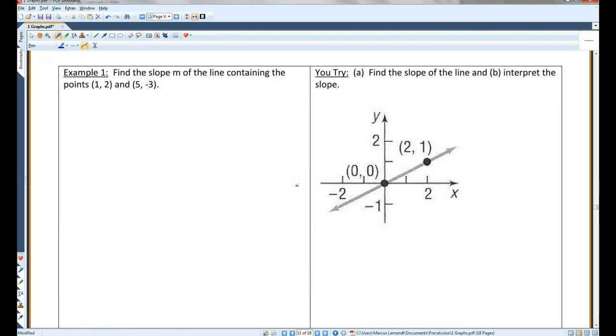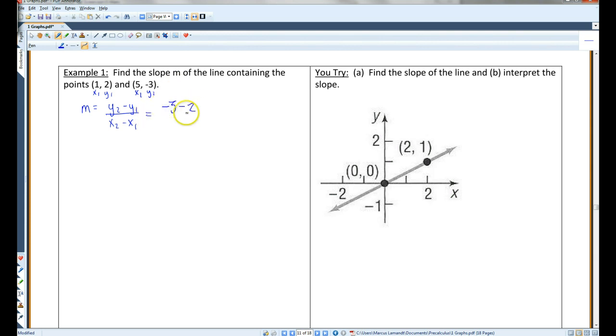Alright, let's do an example. Find the slope m of the line containing these 2 points. Alright, so what I'm going to do here, I have my equation, y2 minus y1, or the rise, over x2 minus x1, the run. Here's my x1 and y1. Here's my x2, y2. You could actually do it the other way around if you want. You could make this one your x1, y1, and this one your x2, y2. Just make sure that you don't accidentally do x1, y2, and x2, y1. Make sure that if this is your x1, this has to be your y1. If this is your x2, this has to be your y2. And then we can just plug them in.